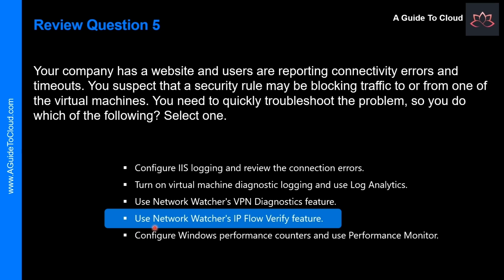The IP flow verify capability enables you to specify a source and destination IP version 4 address, port, protocol, and traffic direction. IP flow verify then tests the communication and informs you if the connection succeeds or fails.